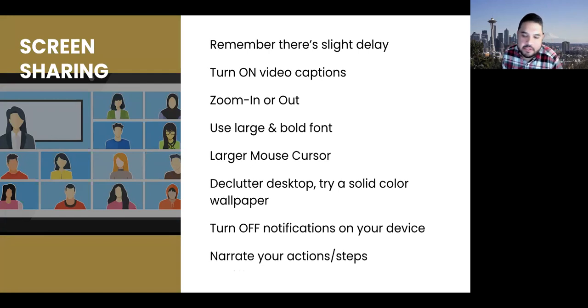Have your video captions on if you're going to play a YouTube video. Zoom in and out. Use a large bold font. You may have noticed I have a larger mouse cursor, which can help you track where I'm going. Make sure if you're going to show your desktop, it's decluttered. Have a solid color wallpaper, like a black background, which is really good contrast. If you're going to be showing from your phone, make sure all the notifications are turned off.